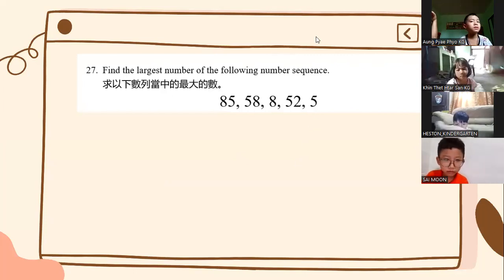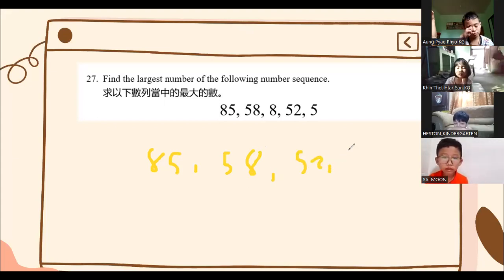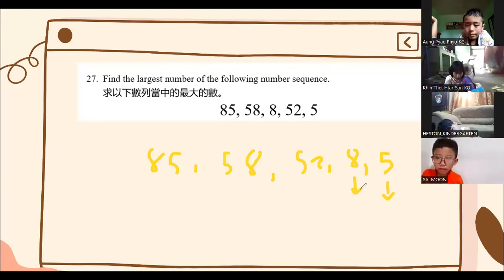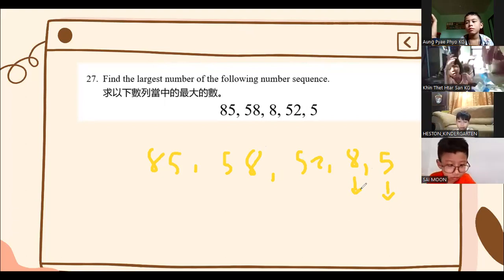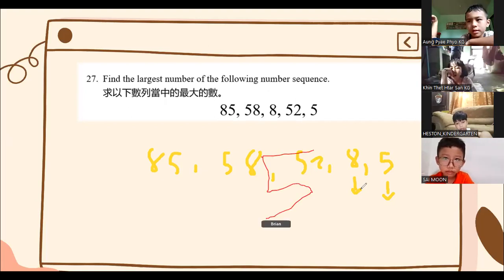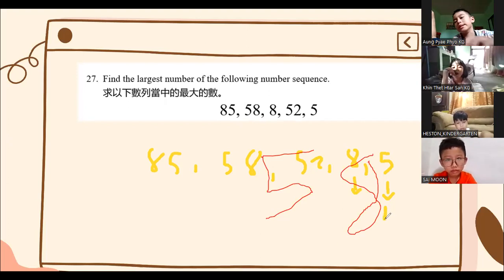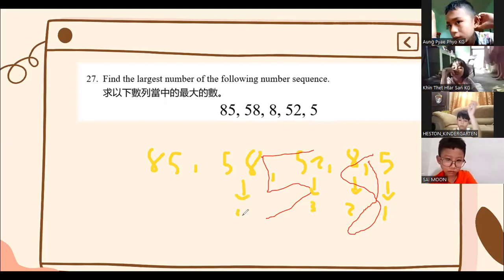Because if we arrange this, 85, you will have 58, you will have 52, and then you have 8, and then you have 5. So if we're talking about the second smallest, your first smallest is of course the 5, and the second smallest is the 8. How about if my question is, find the fourth smallest number? Fourth smallest number. 58. Yes, this is your first smallest, second smallest, third smallest, and this is the fourth smallest number. Very good.